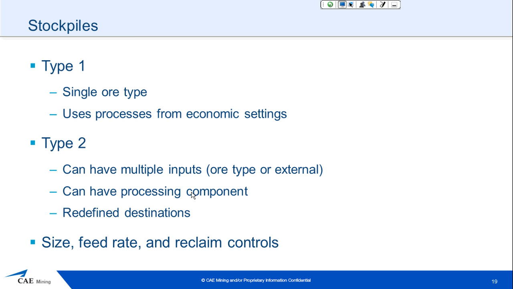Type 2 is a complex stockpile. It can have multiple inputs, both from in-pit or from external sources. It can also have a processing component to it, so something like upgrading ore qualities. And because it can have that processing requirement or external inputs, it has the ability to redefine what destinations that ore can go to. In each of these cases, we have size, feed rate, and reclamation controls, and these can be either global for every time period or adjustable by time period.